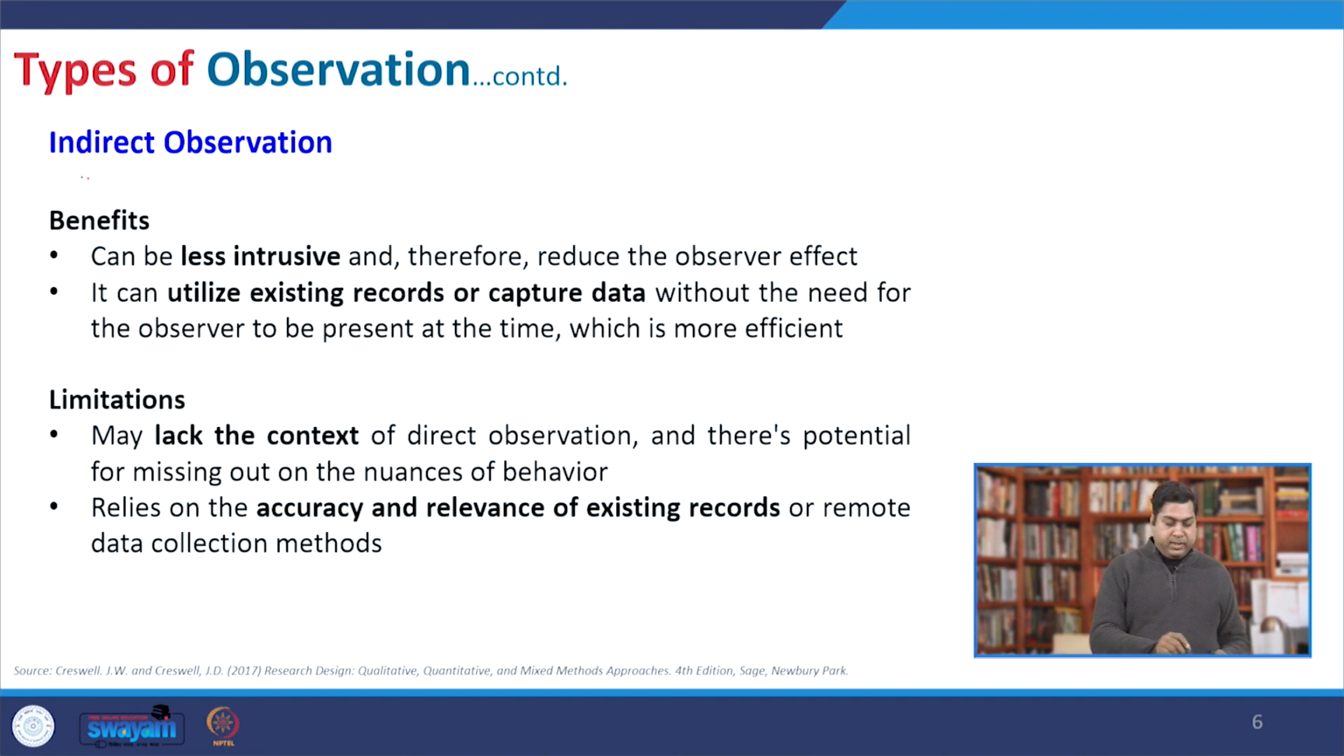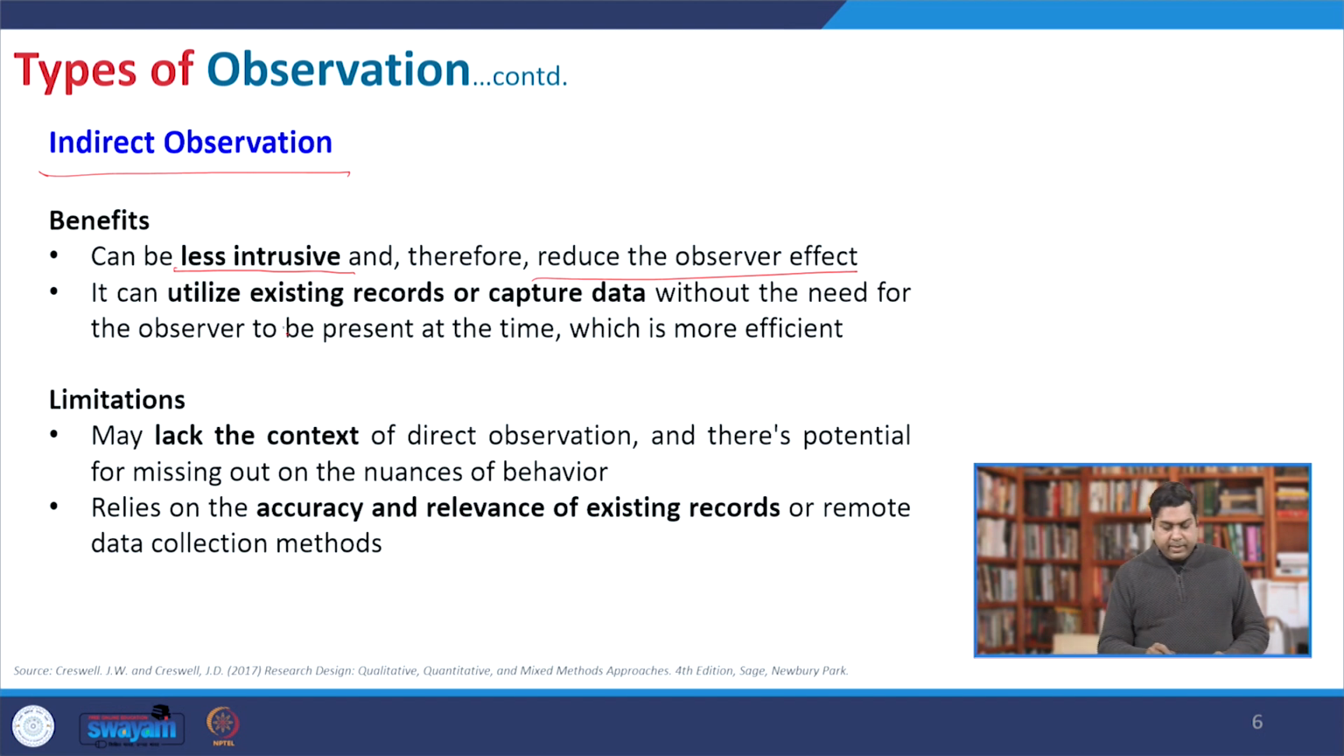Compared to that, when you think about indirect observation, the benefit definitely is that it is less intrusive. In this case, you are not involving yourself in that real world scenario, and you are not physically present to measure the phenomena. Therefore, that will reduce the observer effect on the behavior of the subjects or the people, anything that it may be, the car and all. Ultimately, when we consider the movement of a car, it is nothing but the driver's behavior that we are going to observe.